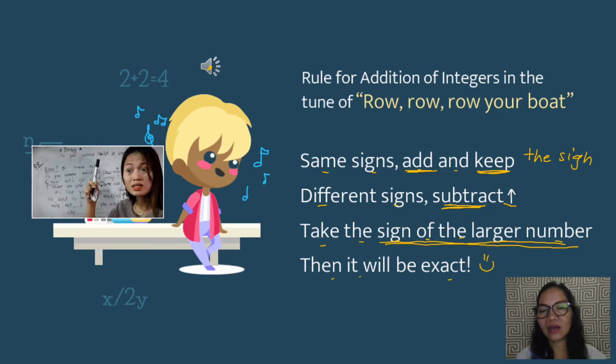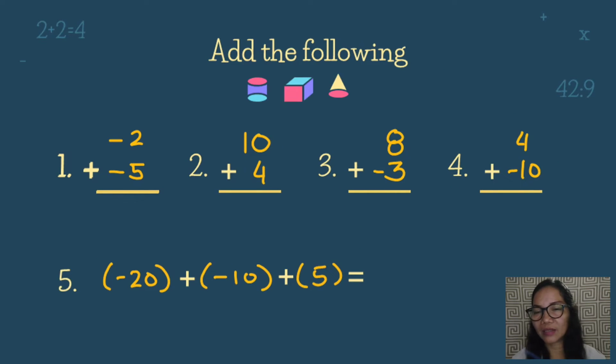So let us have exercises. Let us have number 1. Negative 2 plus negative 5. Take note that the two integers have the same sign. So according to our song, same sign, you have to add, then keep the sign. So 2 plus 5, that is 7. Keep the sign, which is negative. So negative 7.